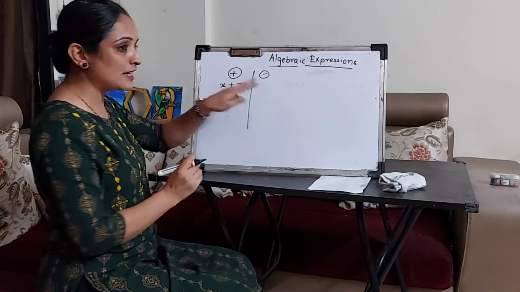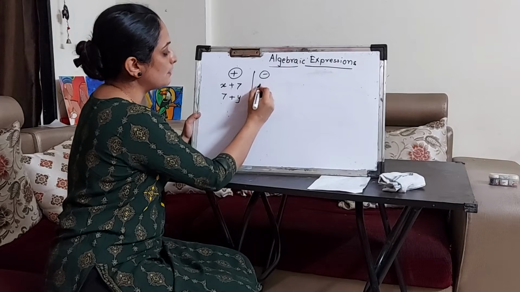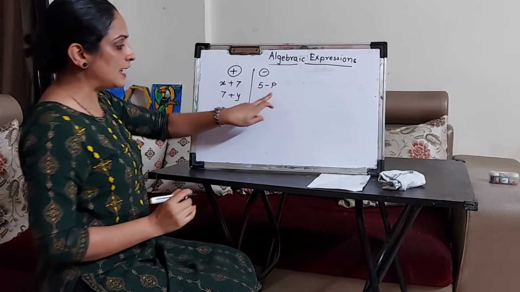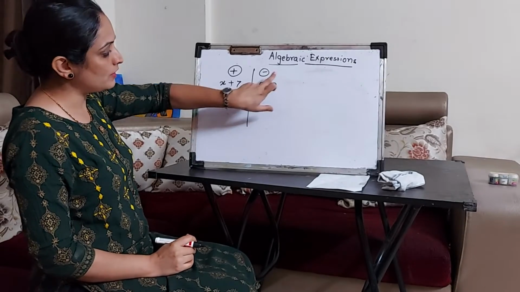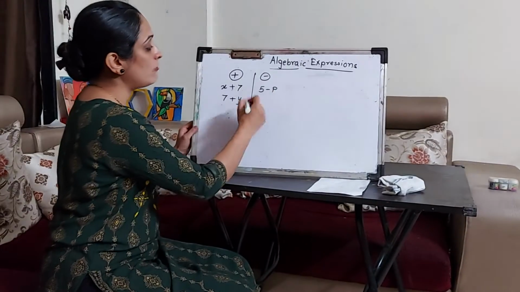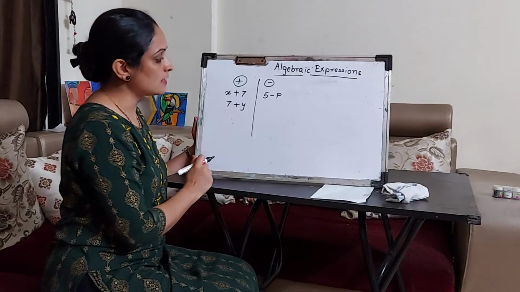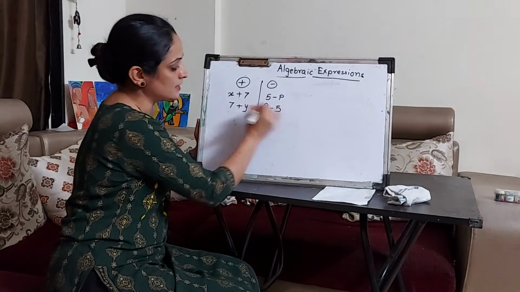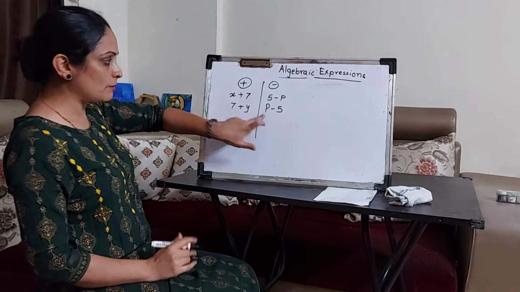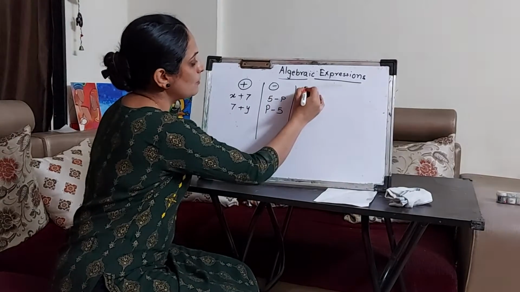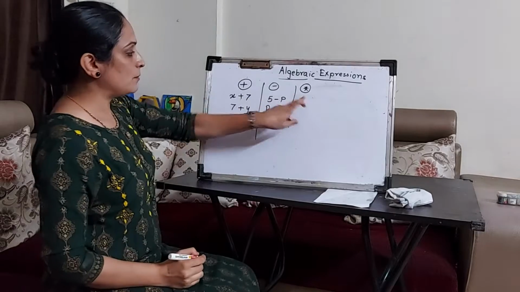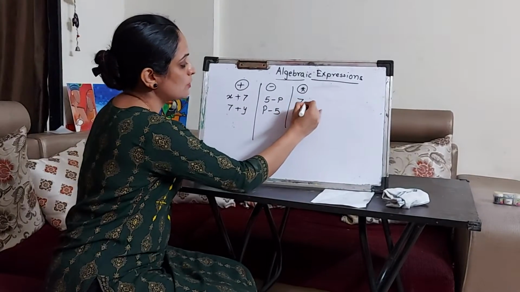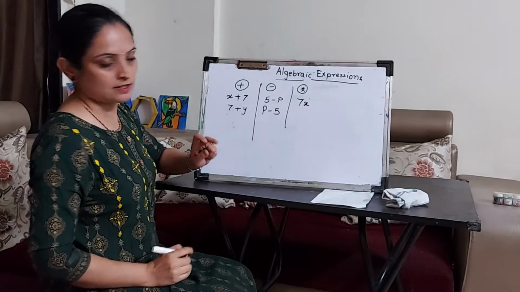How do we state this? Suppose a number is subtracted from 5. That number, we don't know that number, so we have used a variable. For example, it may ask like this: subtract 5 from a number. Then we need to write like this: subtract 5 from a number. Then what about multiplication? In multiplication, it may ask like this: 7 times x. So we have to write 7x.